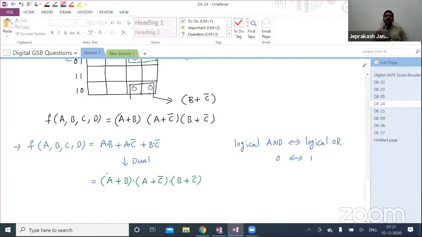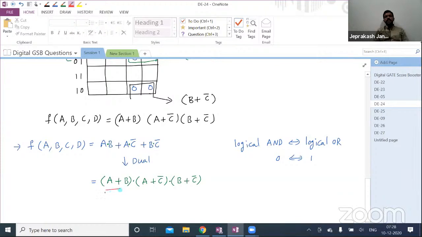Now you have to do simplification, right? In general, what you will do is multiply this term with these two, this term with these two, like that you will do simplification. If you follow like that, you will get the same answer. But just in order to save time, I will follow the other one.